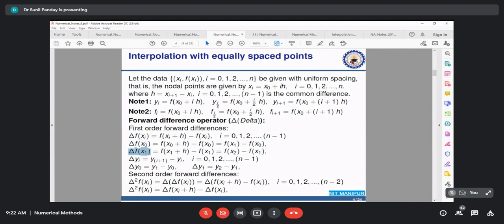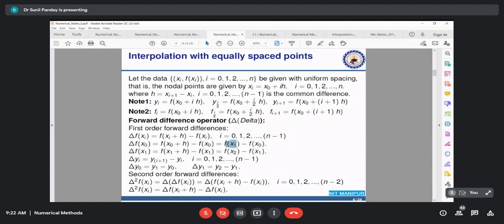So f of x1 minus f of x naught is the first forward difference of f of x naught. Similarly, for the first forward difference of f of x1, if in this formula I substitute i equals 1, it will be delta of f of x1, f of x1 plus h minus f of x1. Whatever argument is there, we add the common difference h and then subtract f of x1. We know that x0 plus h is x1, and then x1 plus h is x2, because x1 itself is x0 plus h, so finally it is x0 plus 2h, and then it is x2. So f of x2 minus f of x1.